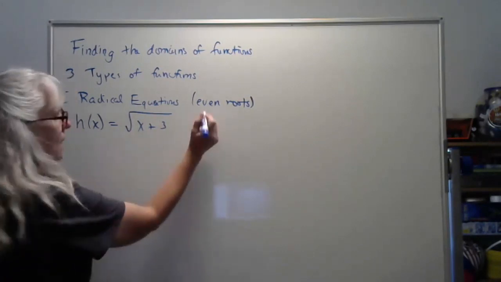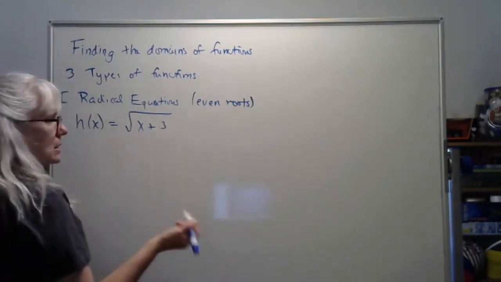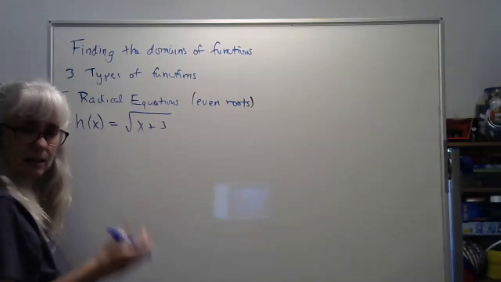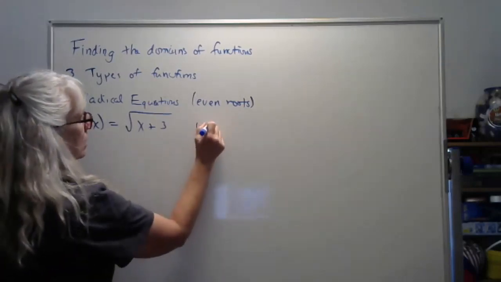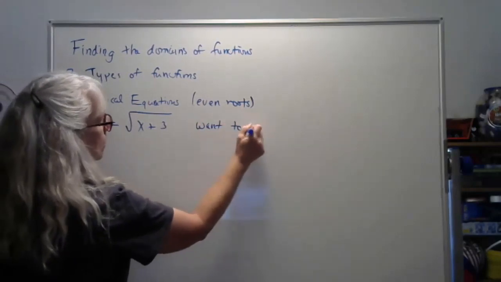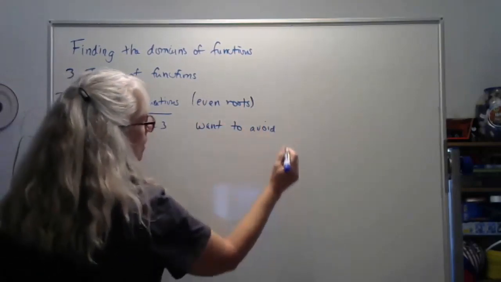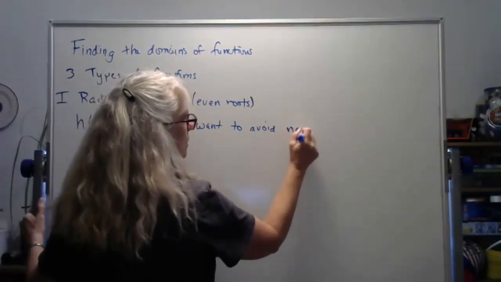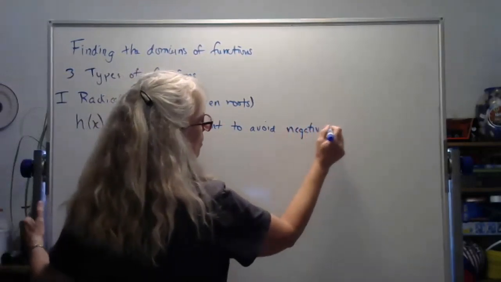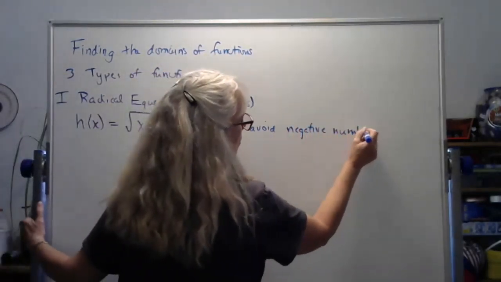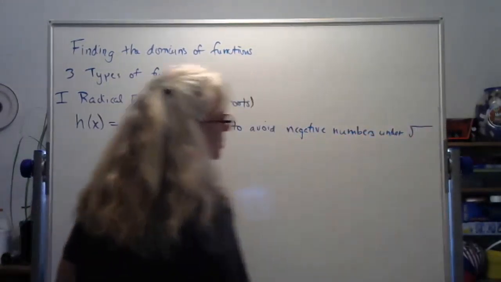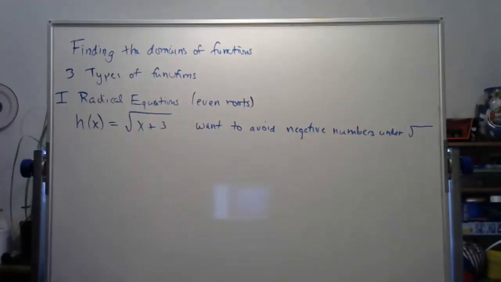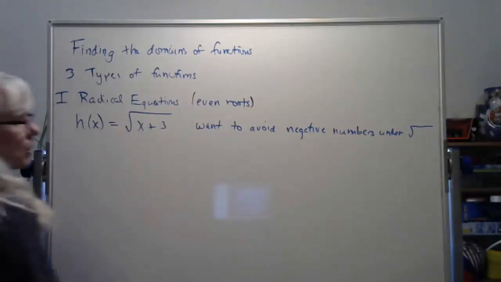So when we have an even root, we have to make sure that the inside stays either 0 or bigger than 0. So we want to avoid negative numbers under the symbol. Now that's only true for even roots. For odd roots, it's okay. So if this were a cube root, we wouldn't have a conversation at all. So we'll do one of those, don't worry.